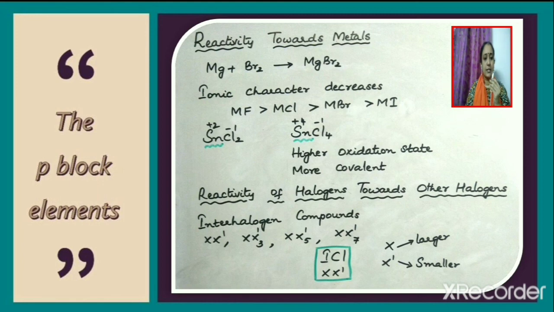Now let us consider another reaction, reactivity of halogens towards other halogens. Different halogen atoms can react with each other. The compounds formed are known as interhalogen compounds. These compounds can have the composition XX', XX'3, XX'5 as well as XX'7, where X and X' are two different halogen atoms, X is the larger and X' is the smaller halogen atom. For example, ICl is an interhalogen compound.